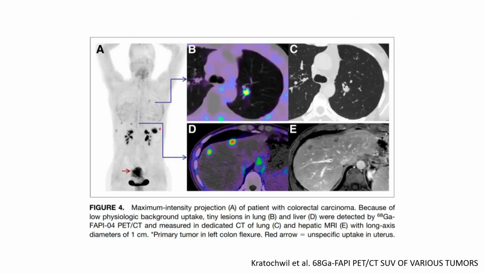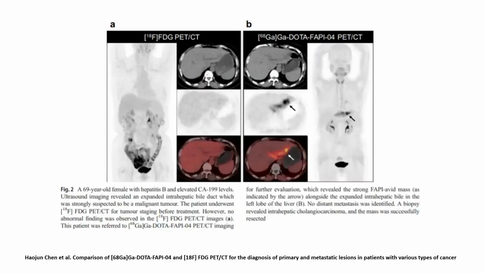For example, that's a patient who had colorectal carcinoma, and we can see some lesions in the lungs and some hypodense lesions in the liver. Corresponding to the FAPI image, you can see some FAPI-avid uptake here, which gives you the confidence to say these are all metastases from the primary colorectal carcinoma.